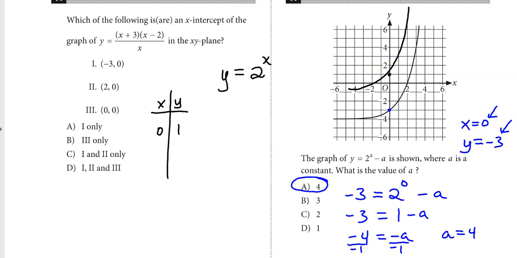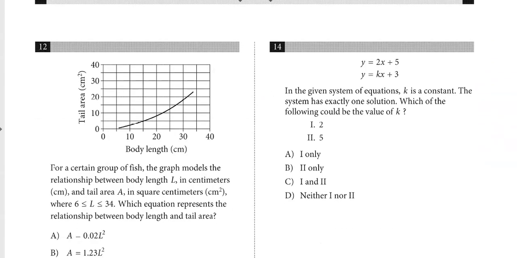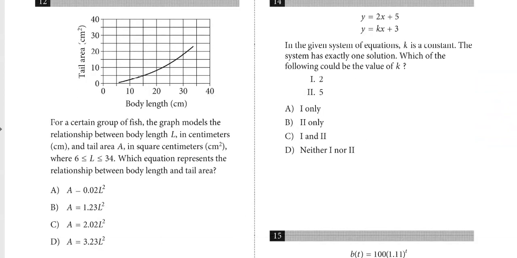And I can see that we shifted down 1, 2, 3, 4 units. So I knew that this -4 meant that it went down 4 units. So that's another way to figure out the answer A using transformations if you just don't want to substitute. Either way is cool.